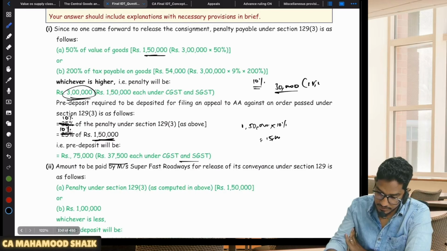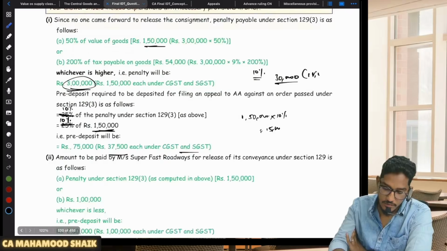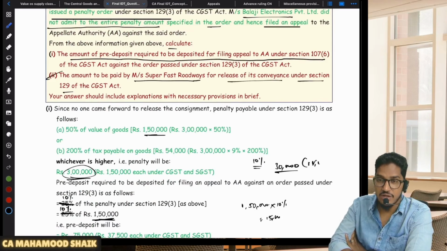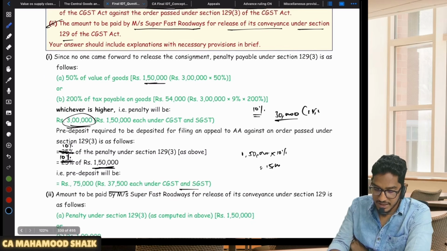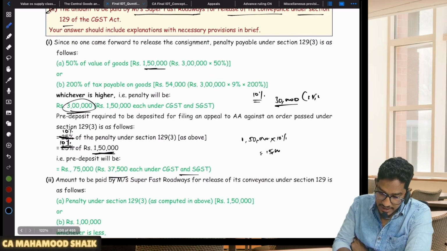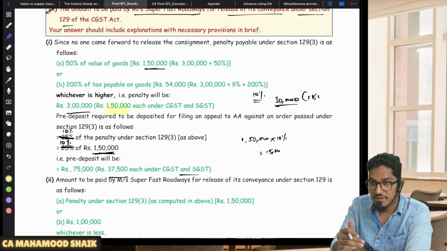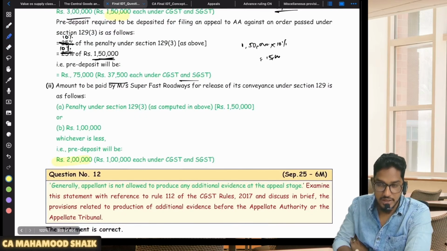Next, let us proceed further. What else we have? The amount to be paid by Super Fast Foods for release of its conveyance under Section 129. For releasing the conveyance, 1 lakh rupees or the penalty whatever we have calculated, whichever is lower. So penalty how much we have calculated? We have calculated 3 lakh rupees as the total penalty. Or if you consider only CGST, 1,50,000 or 1 lakh, whichever is lower. So 1 lakh plus 1 lakh, total 2 lakh rupees you will be liable to pay in order to release your vehicle.